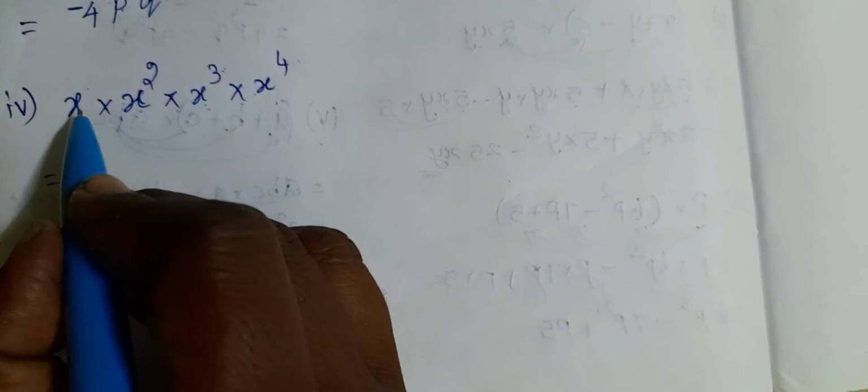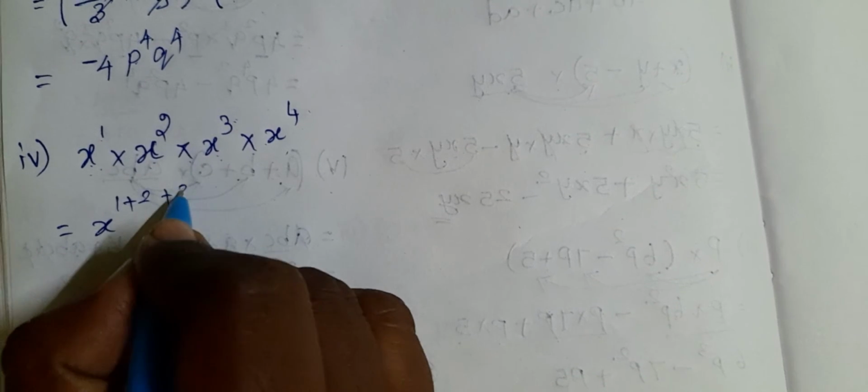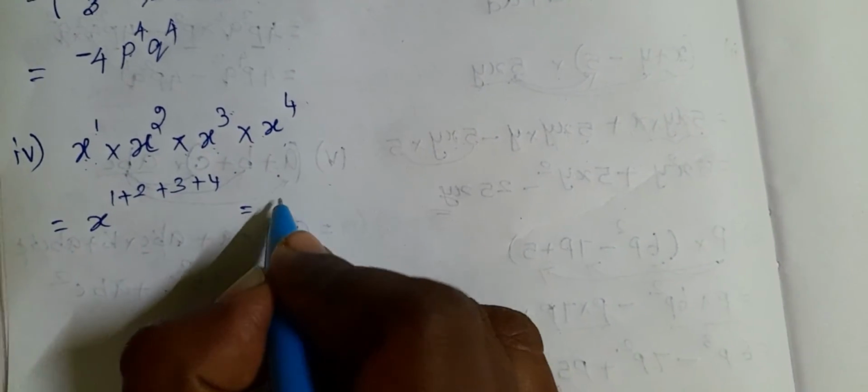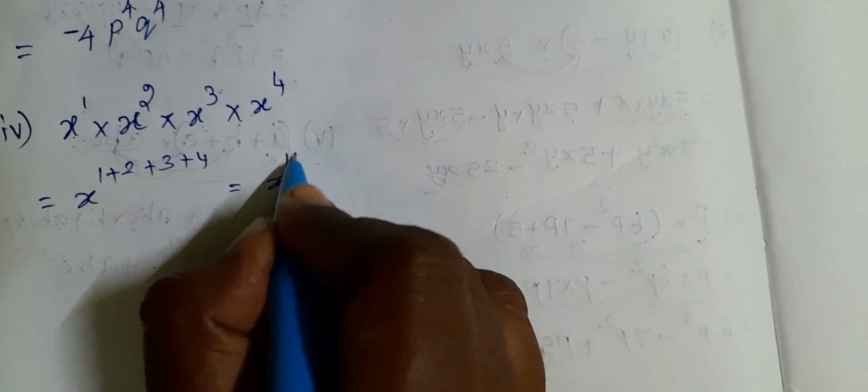Fourth question, x into x power 2 into x power 3 into x power 4. So here all the bases are the same, only the powers are different. So we can add the powers. Here the power of x is 1. So we can add 1 plus 2 plus 3 plus 4. So the answer will be x power 10.